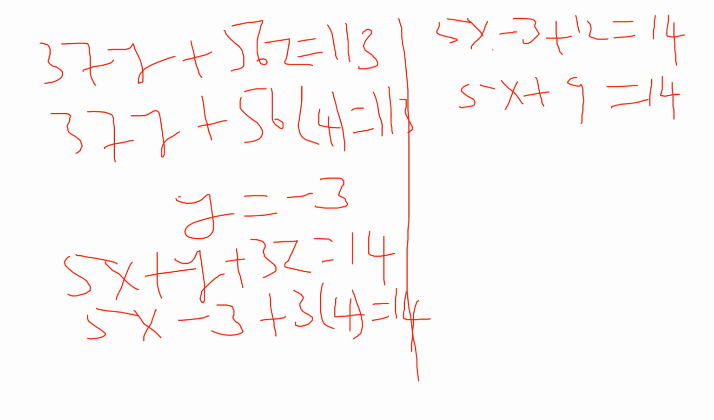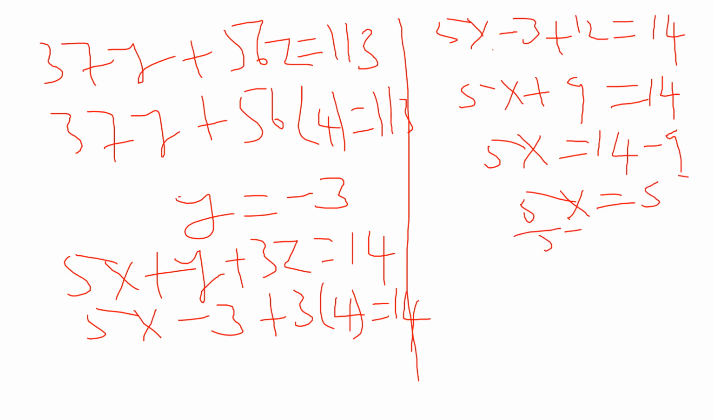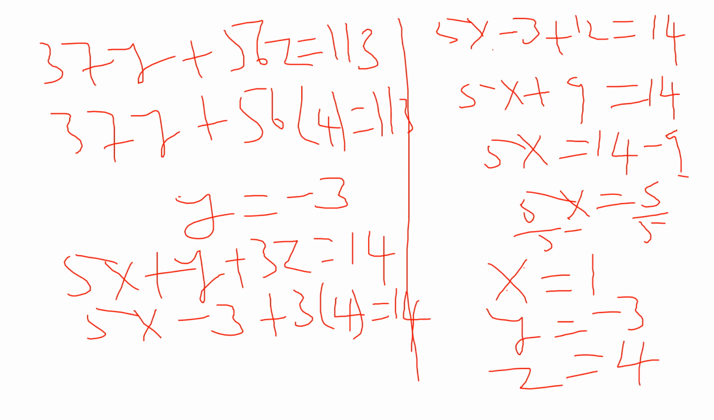So we can take 9 to the other side, so we have 5x is equal to 14 minus 9, so we have 5x is equal to 5. We divide by 5, so we're going to have x is equal to 1. Remember our y was equal to negative 3, and then our z was equal to 4. And that's how you can get the values of unknowns using the elimination method with the concept of partial pivoting.